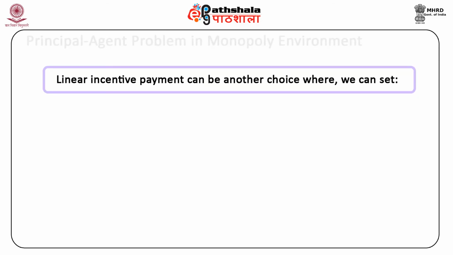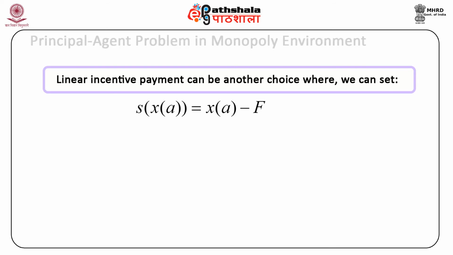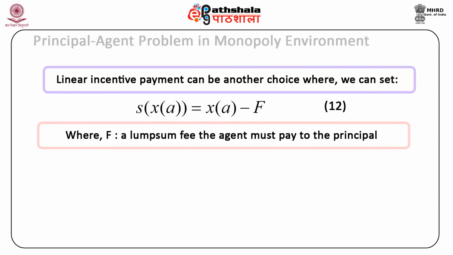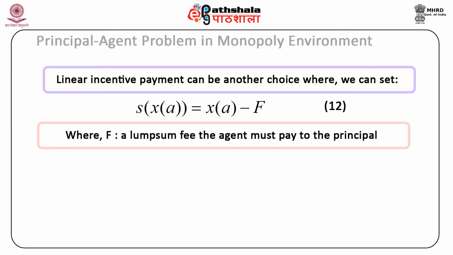Linear incentive payment can be another choice where we can set S(X(A)) equals X(A) minus capital F. This is equation 12, where capital F is a lump sum fee the agent must pay to the principal. A lump sum fee the agent pays to the principal in order to receive the entire amount of output produced.